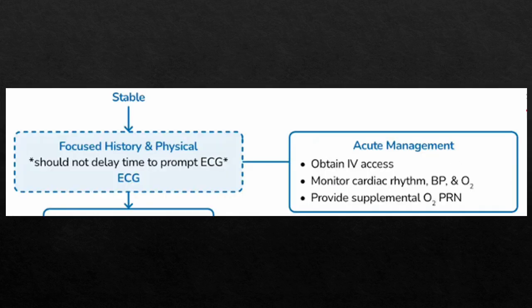If your patient is stable, you will move on to a focused history and physical examination plus an ECG. It is important that your focused history and physical examination should not delay your ECG. You need a prompt ECG to make a diagnosis. During this process, you will do acute management for these patients, which includes obtaining IV access, placing the patient on cardiac monitoring, as well as getting a BP and O2 reading, and then you only provide supplemental oxygen if needed.